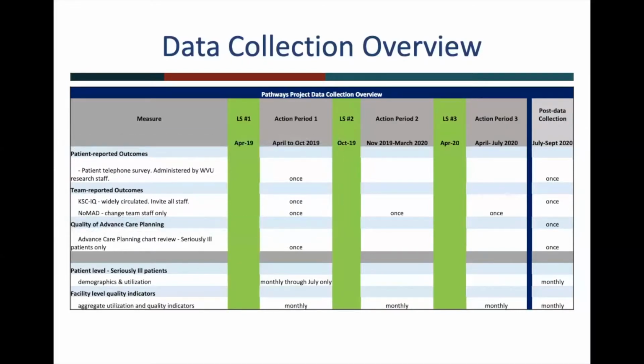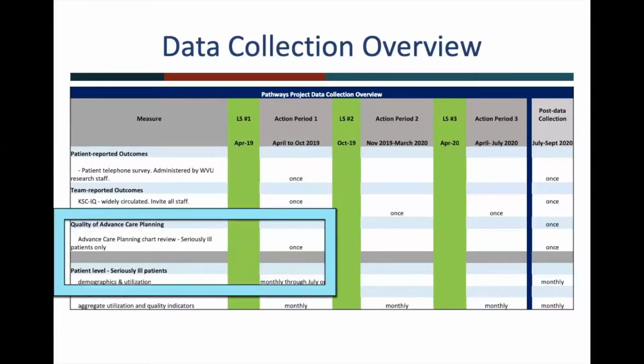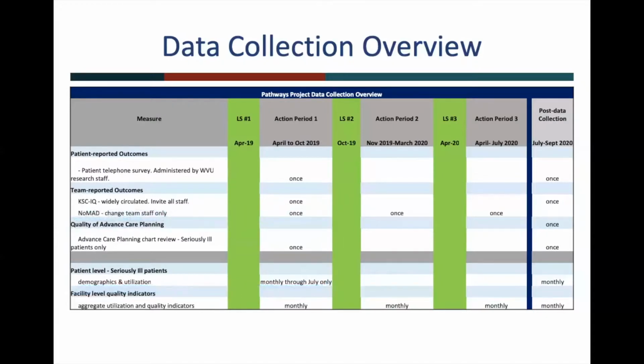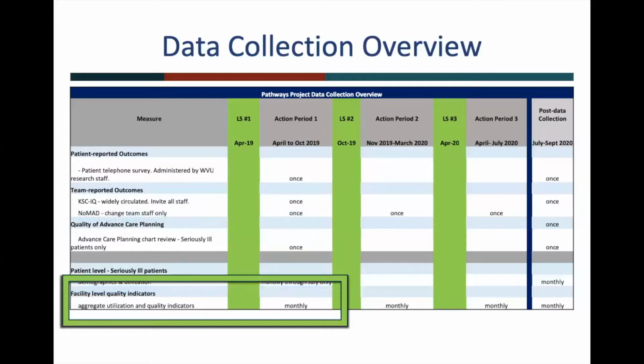Then there's a chart review that is done once at baseline and once at the end of the project, up to 30 charts, only seriously ill patients, and just done once for each of those patients. And the seriously ill patient level demographics and utilization is done now through July and again for 3 months at the end of the project. What we're going to mostly talk about today, besides the patient level data, is the facility level indicators that make up the monthly report.